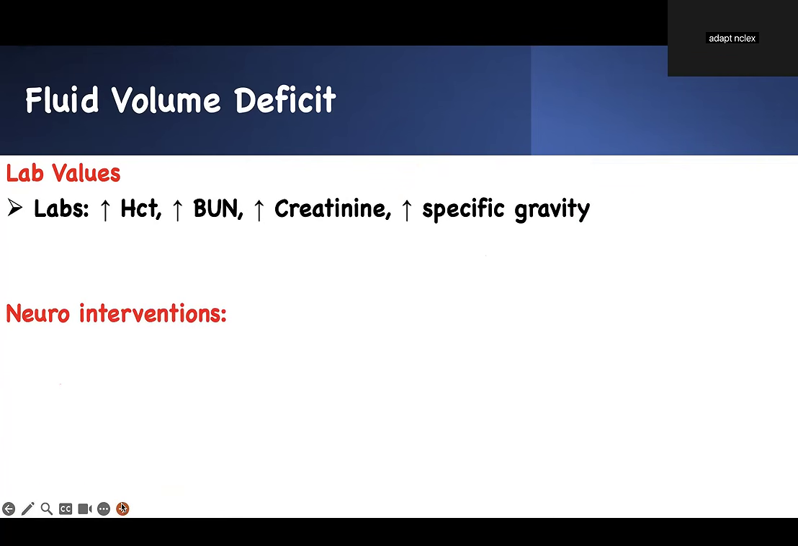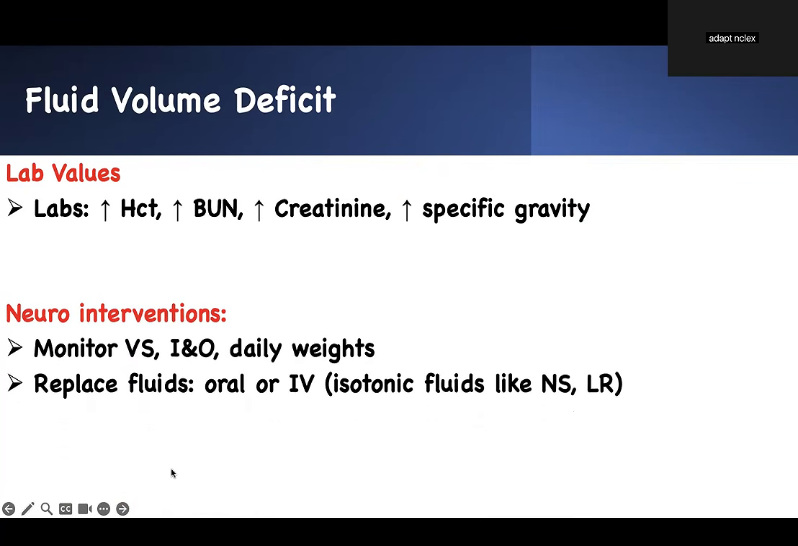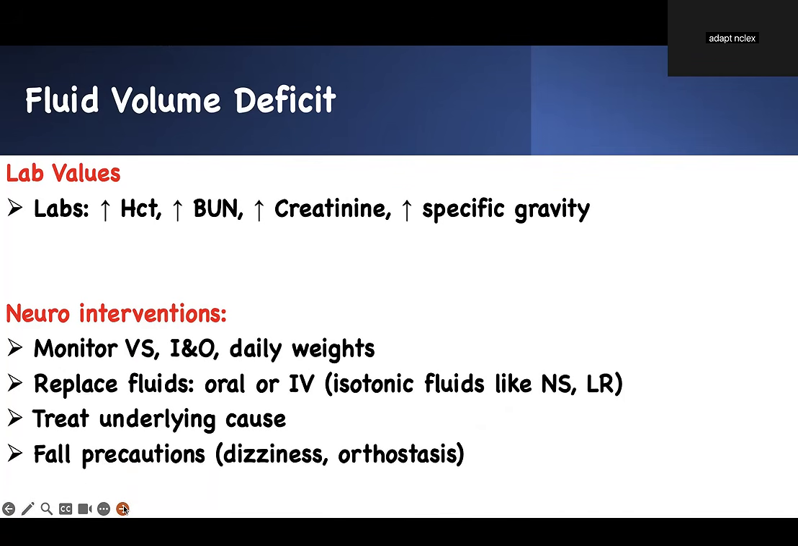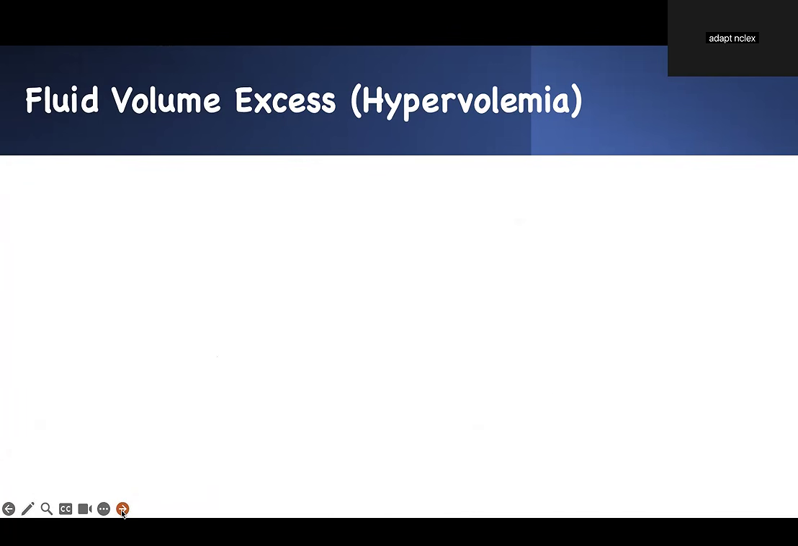They're going to ask you, what do you do as a nurse? Well, you got to monitor their urine output. You got to weigh them to make sure they're not losing fluid. You give them appropriate fluid. Since they're losing fluid, give them isotonic fluid, and then treat the underlying cause. If it's diarrhea, let them stop the diarrhea with medication based on the physician order. And then have some precaution because they're going to be dizzy, orthostatic, all of them you got to pay attention to.